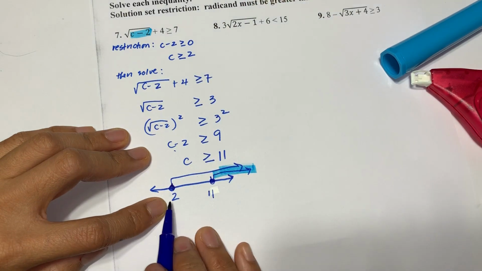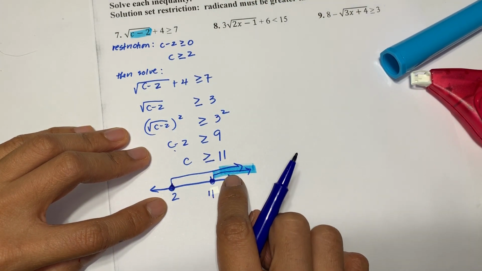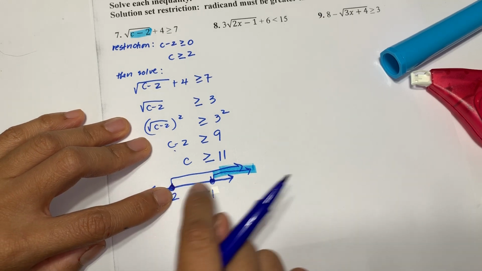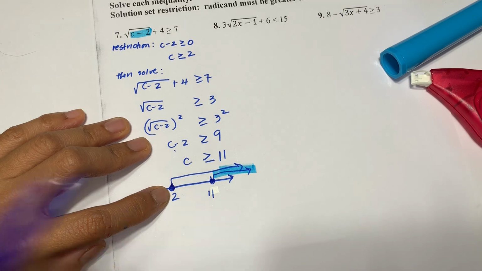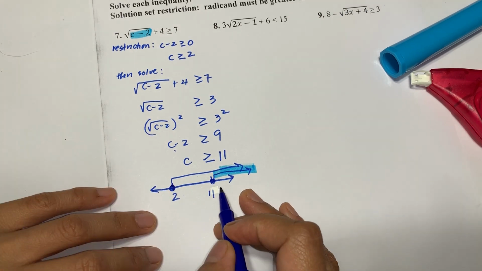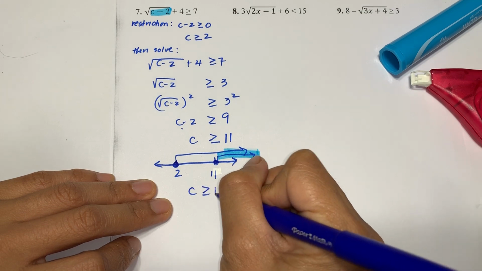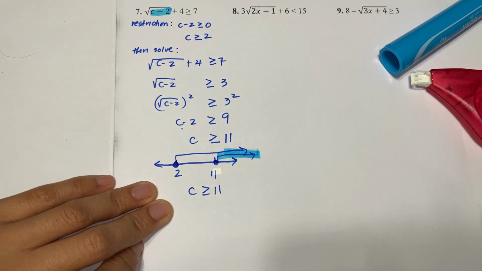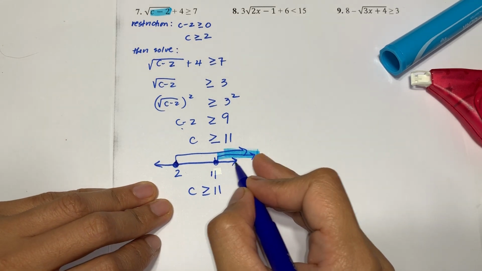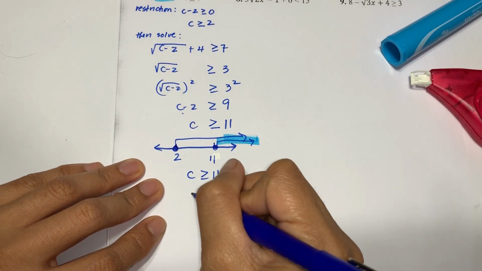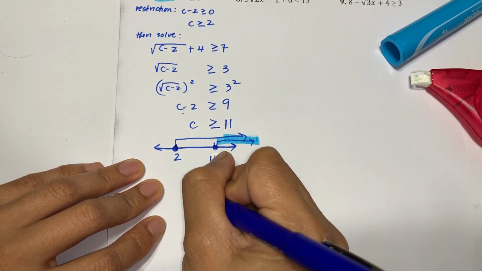It has to be greater than 2 and greater than 11. That means it has to be greater than 11. Because if you only do it this way, it won't satisfy the second one if you go from 2 to positive infinity. So the final answer is c has to be greater than or equal to 11. You only want the intersection. Or again, interval notation, that's 11 to positive infinity, inclusive of 11.